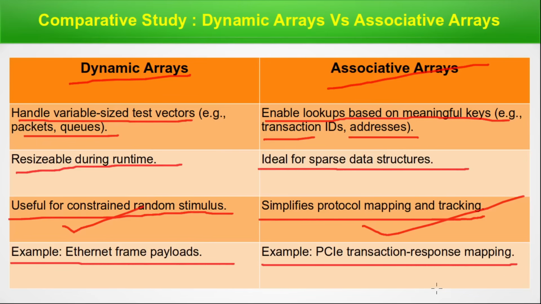This comparison highlights that dynamic arrays are the go-to choice when dealing with variable length sequential data, whereas associative arrays shine when mapping or tracking is required in complex protocols. By knowing when to use each, we can design verification environments that are both flexible and highly efficient, ensuring that our test benches scale with real-world complexity. So here we are done with this particular table. So let's move on to the next slide.